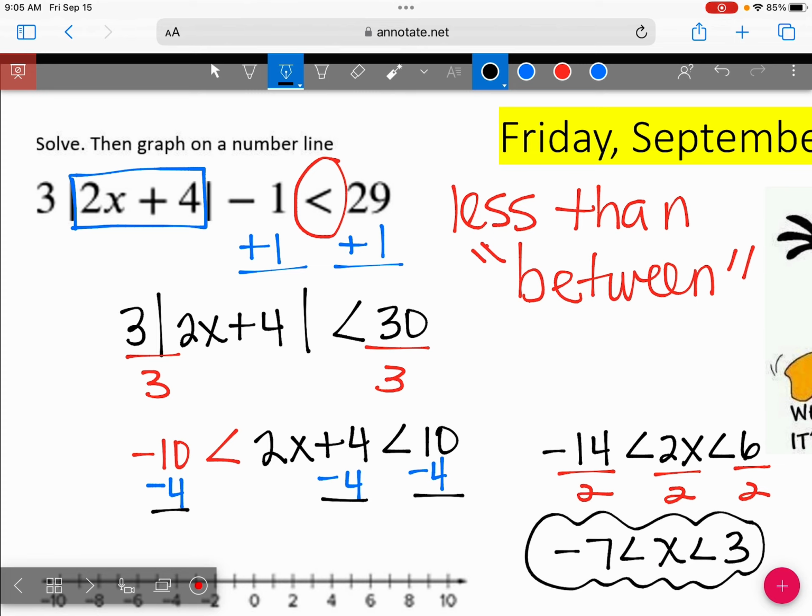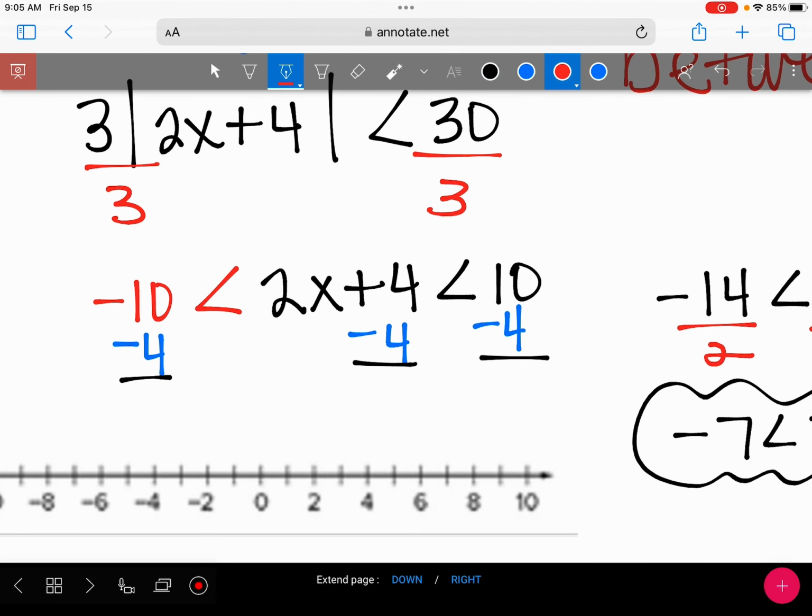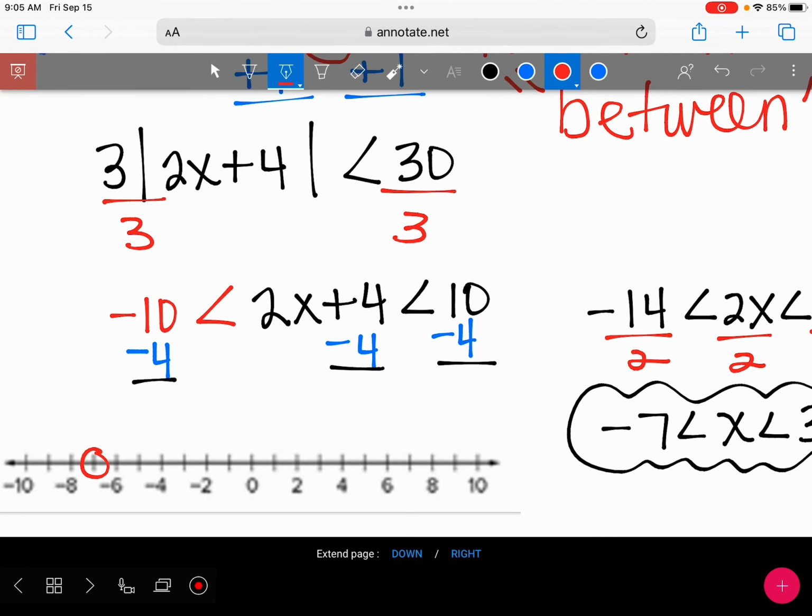So put an open circle on negative 7, and an open circle on positive 3 and connect it. And that would be your graph.